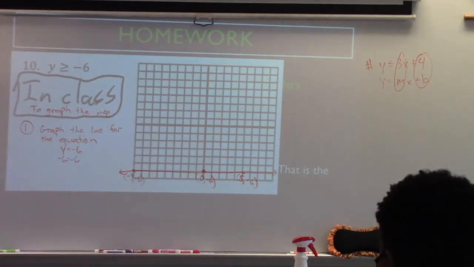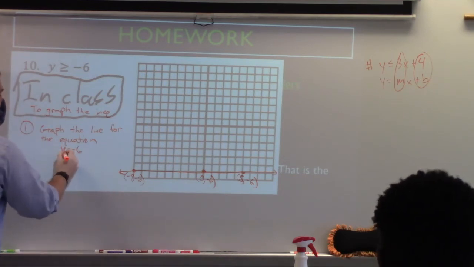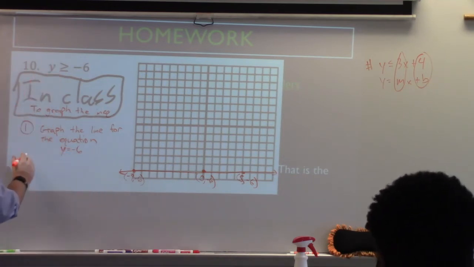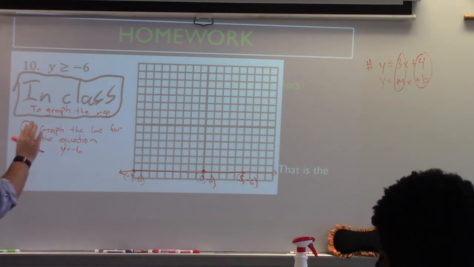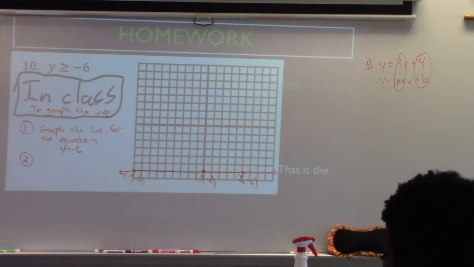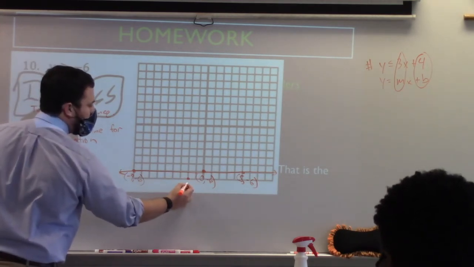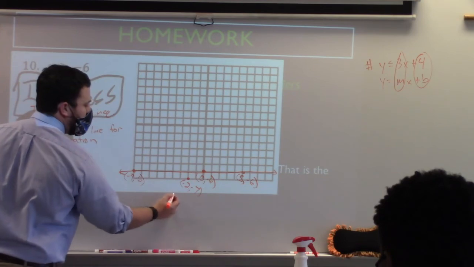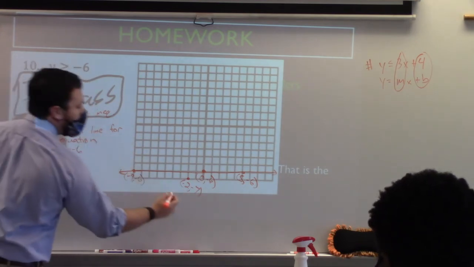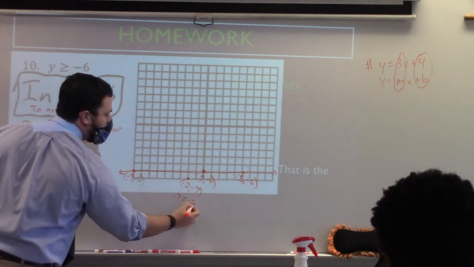Again, I'm just finding solutions. What makes the equation true? And I'm trying to get to do this for the inequality. If I am saying y is greater than or equal to negative 6, do you think that would be above the line or below the line? Above. Okay, so Kelsey thinks above. Devin, you were thinking below? So let's test that. If I test this point right here, negative 2 comma negative 7. Notice again, it's only the y value. Is negative 7 greater than or equal to negative 6?